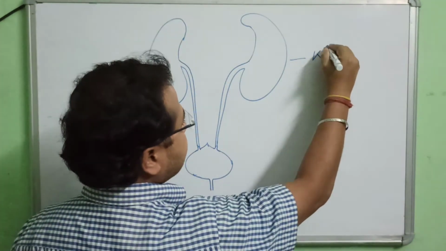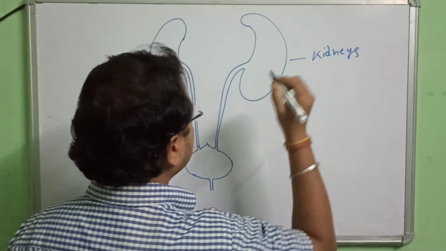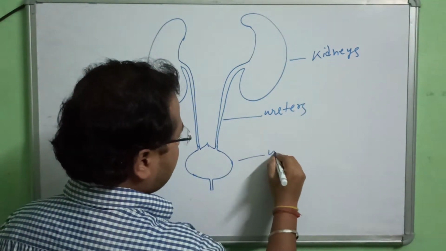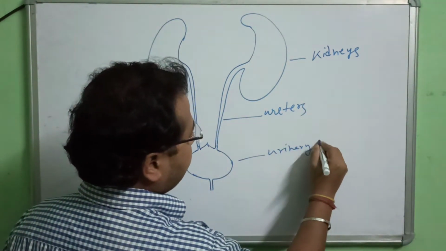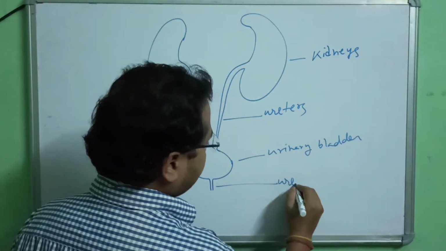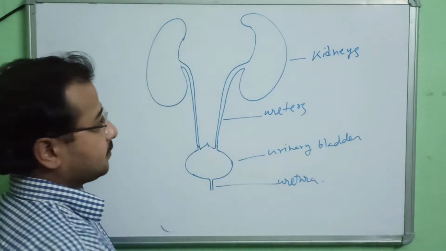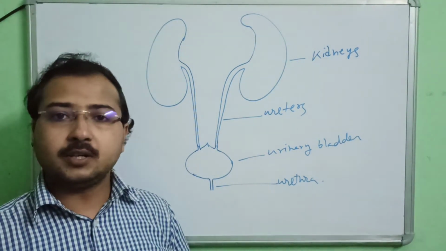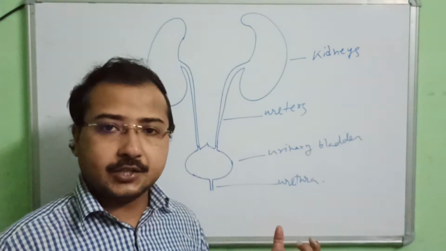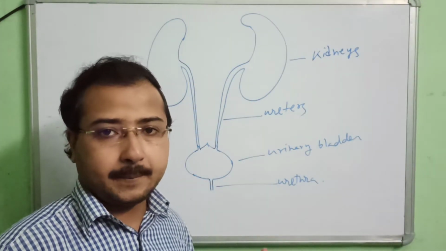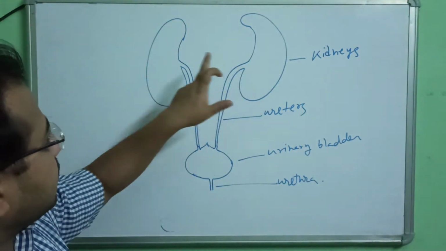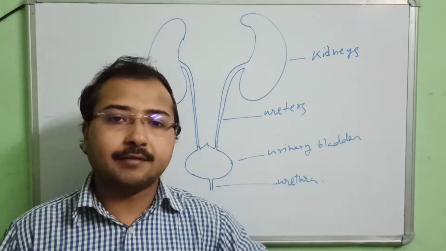So kidneys, ureters, urinary bladder, and this is the urethra. That's it. It will take hardly 1 minute for you to draw this. This is the excretory system present in our body. Now these kidneys, where are they found?